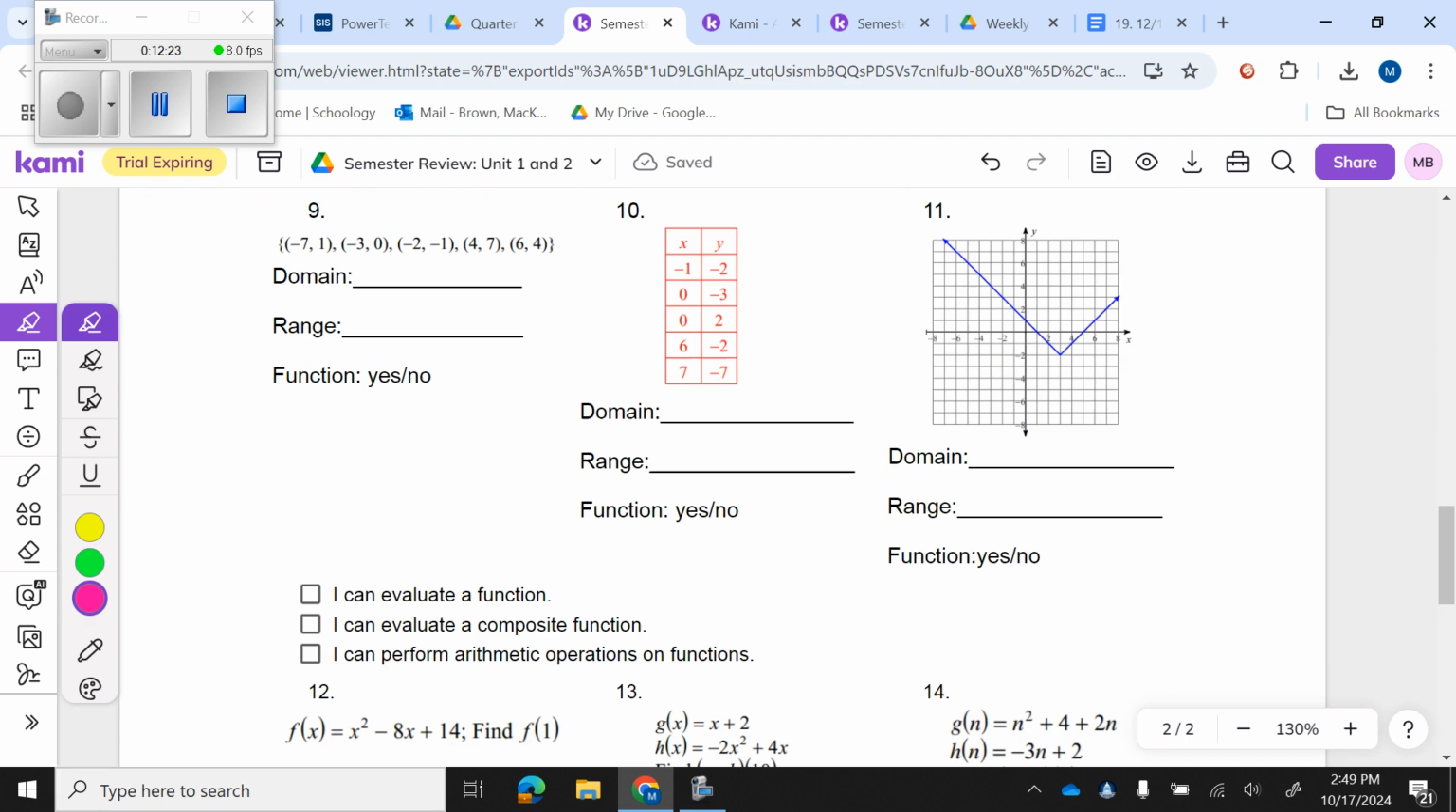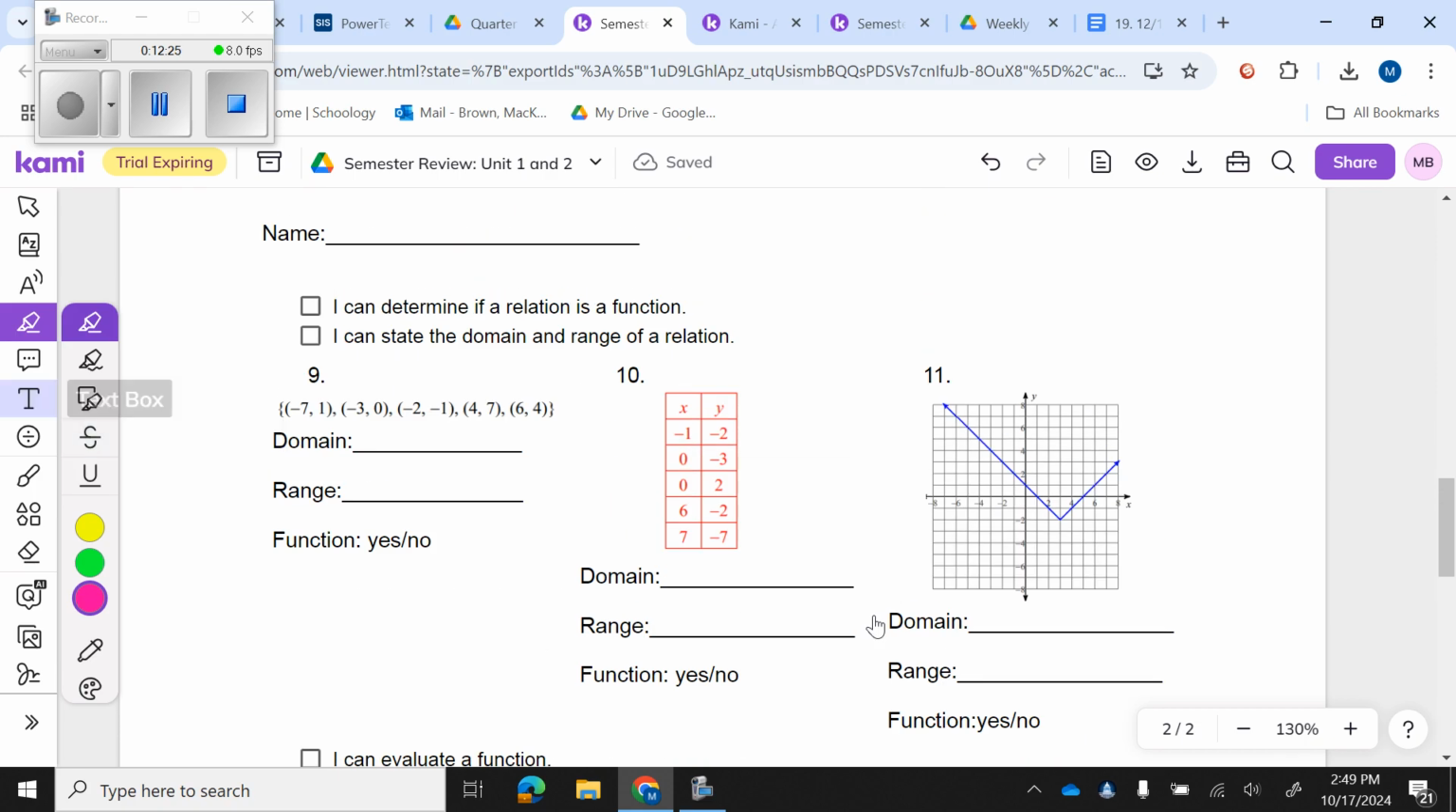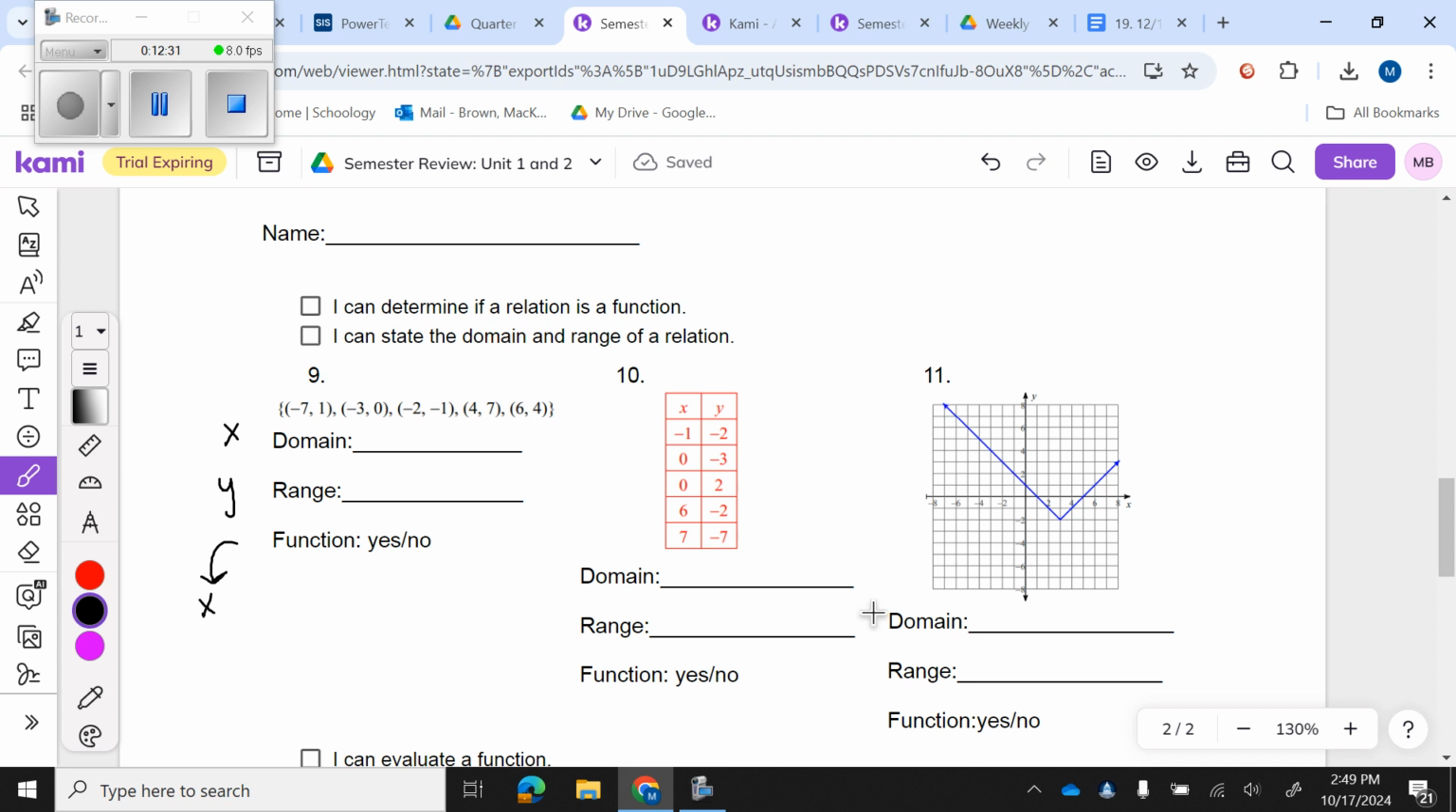All right, now we're getting into Unit 2 on functions. So review, your domain is your x, your range is your y, and your rule for a function is that x cannot repeat. So when I go in and do this, my domain is all my x's, and you have to list them from least to greatest. So I'm going to have negative 7, negative 3, negative 2, 4, and 6. You got lucky. They already listed those from least to greatest for you.